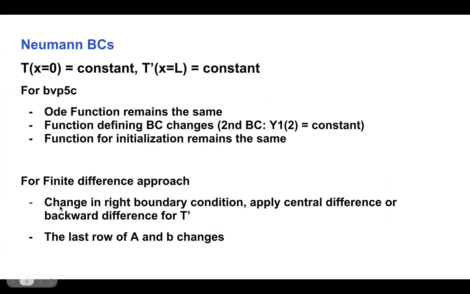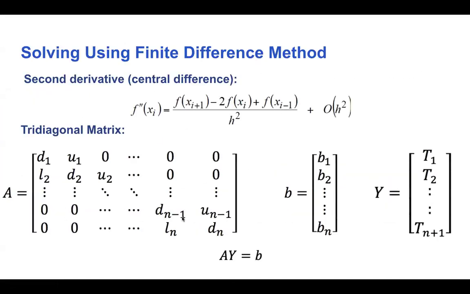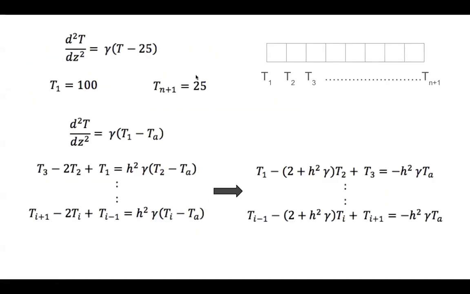Okay. In the finite difference approach, consider a change in the right boundary condition: apply central difference or backward difference. So here, let me just go back. Instead of this, you will have a T dash, something like this. That is, T dash at n plus 1 is equal to maybe minus 50. How do you accommodate this in the matrix? You can write a backward difference formula like this: T n plus 1 minus T n divided by h is equal to minus 50.